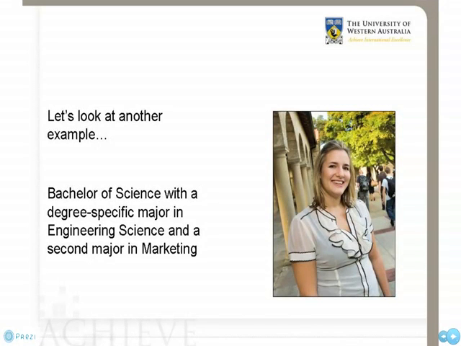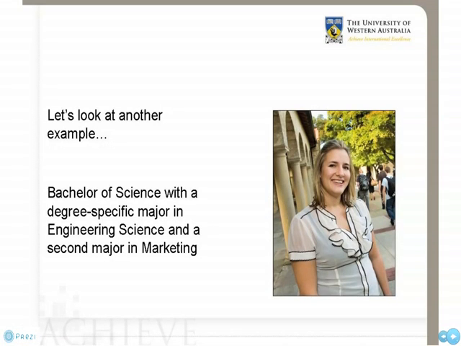Can we have a look at an example with two majors from different degrees? Sure, what would you like to see? How about majors in engineering science and marketing? Okay, in a Bachelor of Science or a Bachelor of Commerce? I think a Bachelor of Science. So engineering science will be my degree-specific major, right?